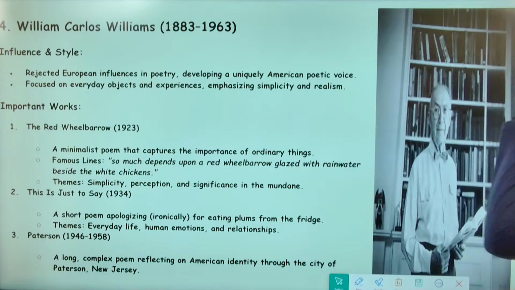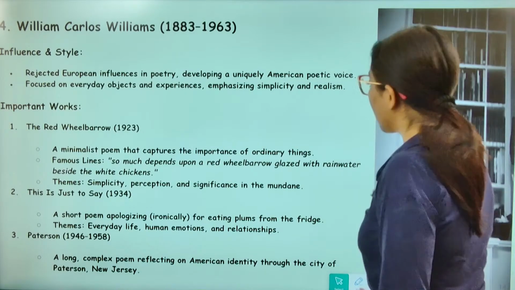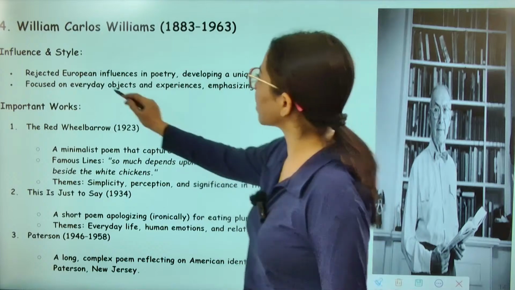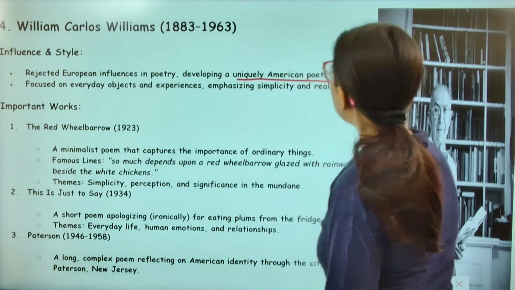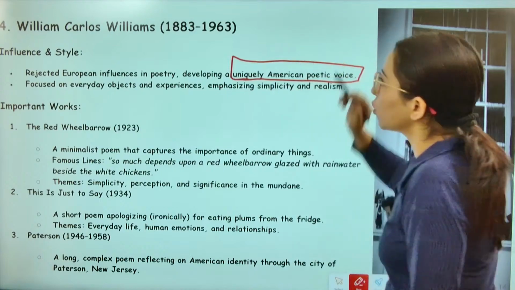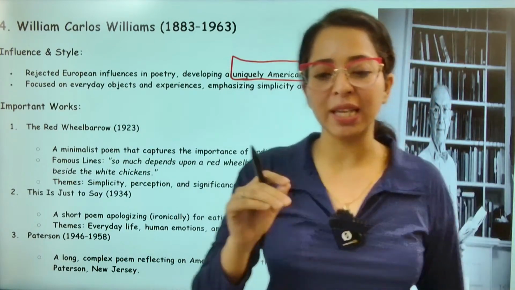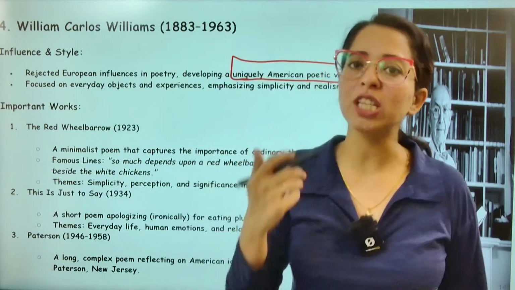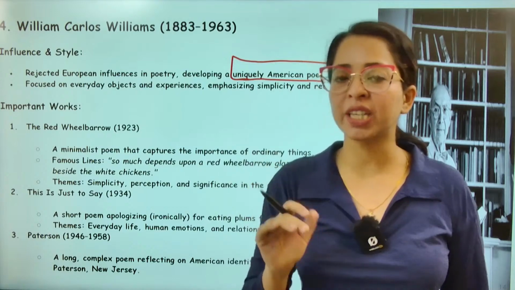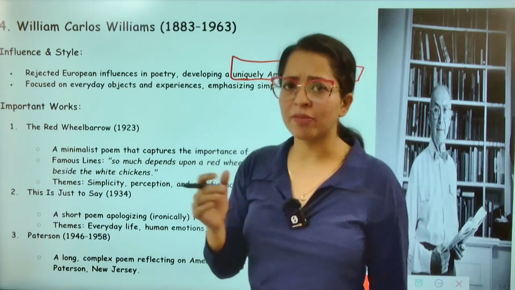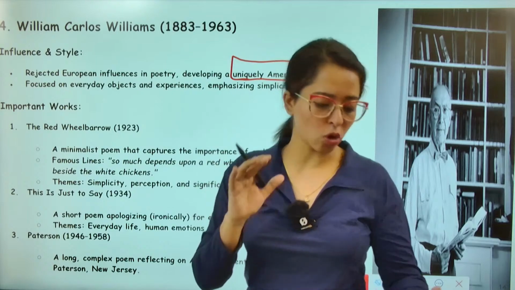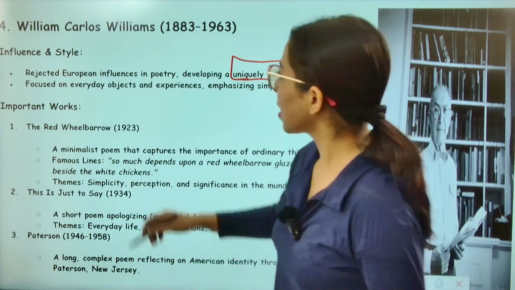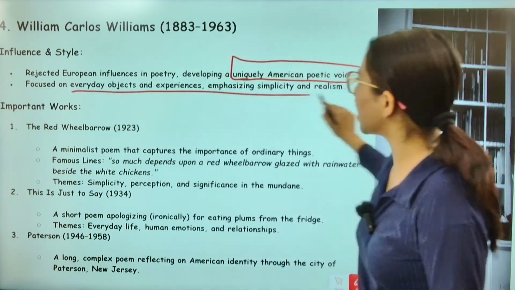Guys, now we have William Carlos Williams. William Carlos Williams, also a very important one. He rejected European influences in poetry and he developed a uniquely American poetic voice. So William Carlos Williams was the one जिन्होंने American poetic voice को बनाने में बहुत कोशिश किया था, and he also made it very very authentically American influence से करके, और British influence को बहुत ही कम किया था. Okay, so focused on everyday objects and experiences.